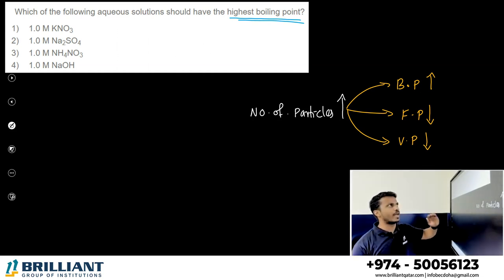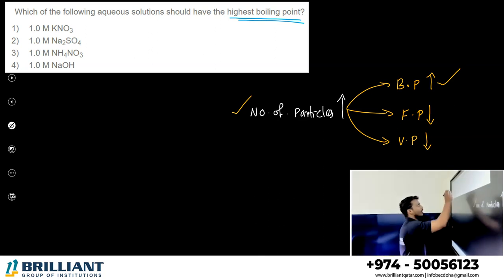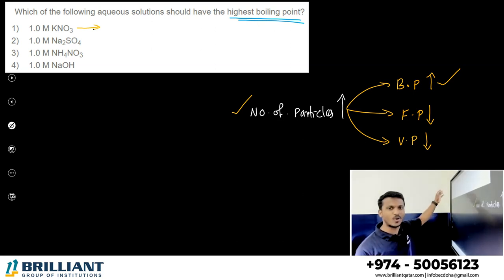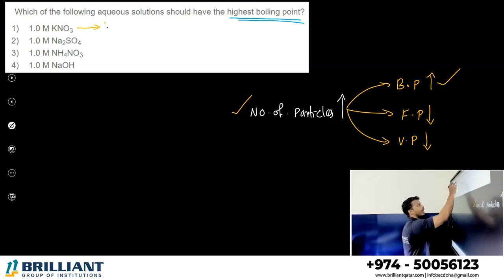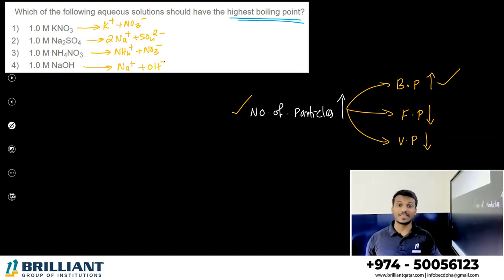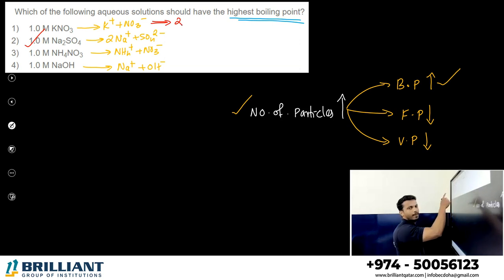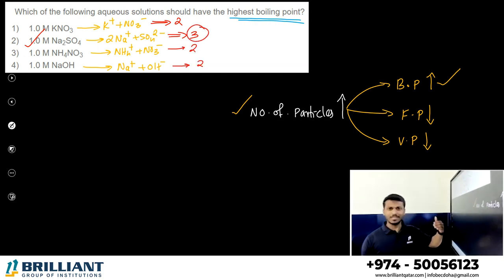Okay, come to the question. Which of the following aqueous solutions should have the highest boiling point? Highest boiling point means the one containing the maximum number of particles. You don't need to bother about the concentration because all concentrations are similar. KNO3, potassium nitrate, splits into K plus and NO3 minus. Na2SO4 on dissociation gives 2 Na plus and SO4 2 minus. Ammonium nitrate gives ammonium plus and nitrate ion NO3 minus. Sodium hydroxide gives Na plus and OH minus. Which species gives the maximum number of particles? Option B. Why? Na2SO4 gives 2 sodium and 1 SO4, total 3 ions, while the others give 2 ions each. Maximum number of particles means the boiling point increases. So option B is the correct answer.